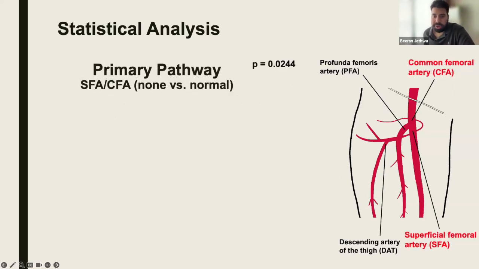So in the primary pathway, which is comparing the superficial femoral artery to the common femoral artery and whether there was an anastomosis or not, that's what none versus normal means. None means no anastomosis. Normal means has a normal anastomosis. We excluded the data sets for the atypical anastomosis because that wasn't the focus of this hypothesis, because we're looking at the descending artery itself. In the atypical ones, the descending artery wasn't involved, so it wasn't included in this portion of the analysis.